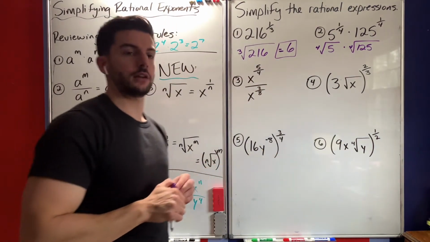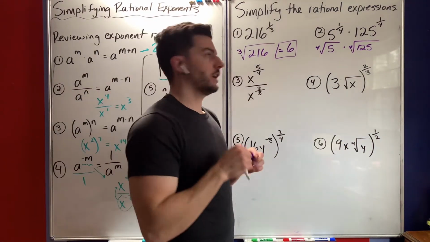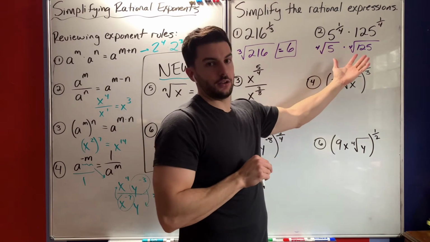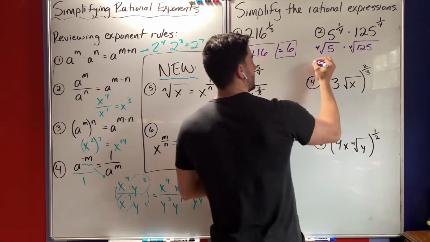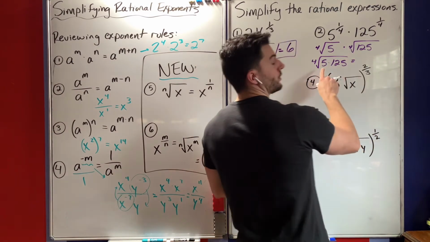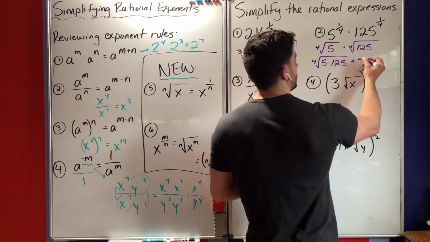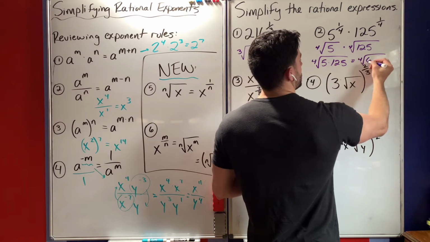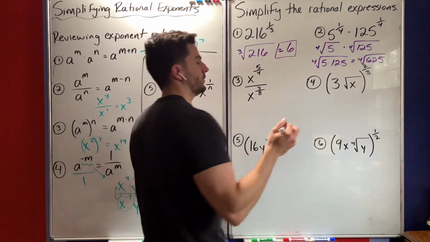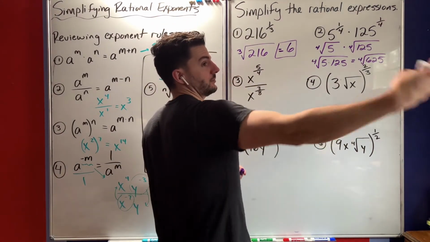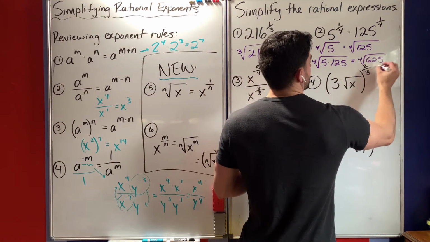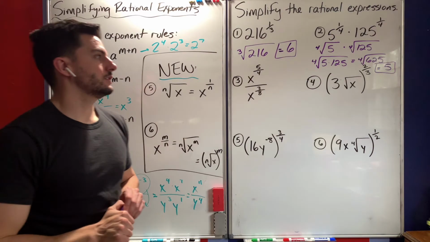Just convert those to radical form. But then we talked about how you can multiply. If things have the same radical, you can combine those within the same thing, right? If they have the same index, you can do this. And so the fourth root of 5 times 125, 5 times 125 is 625, okay? And then the fourth root of 625, or what times itself, times itself, times itself, equals 625. That ends up being 5. That is how we go about that.